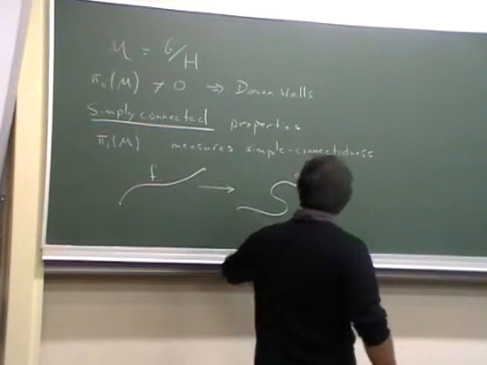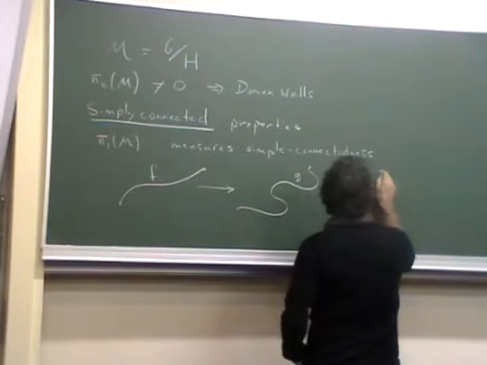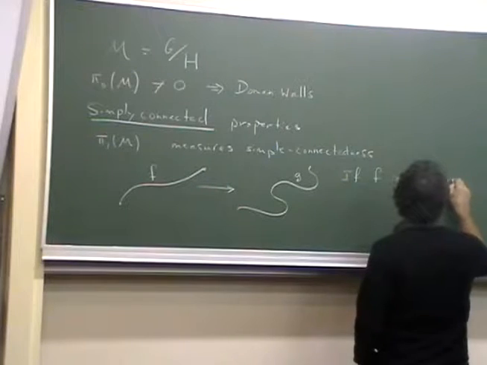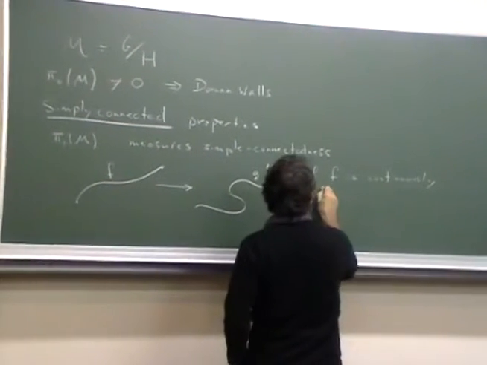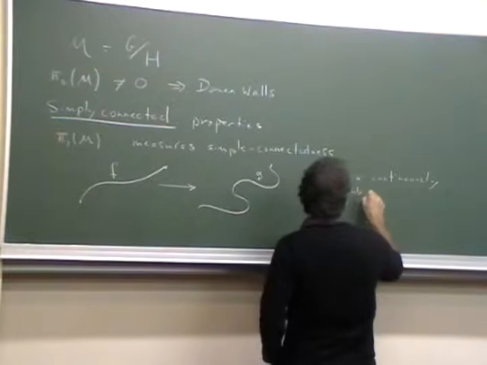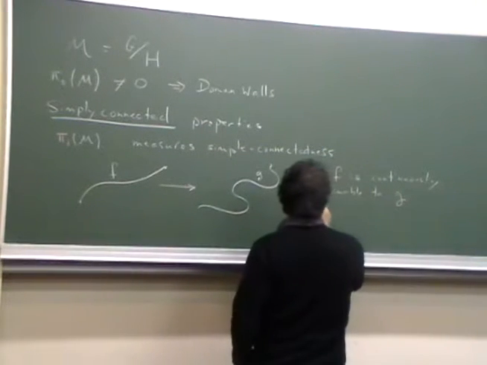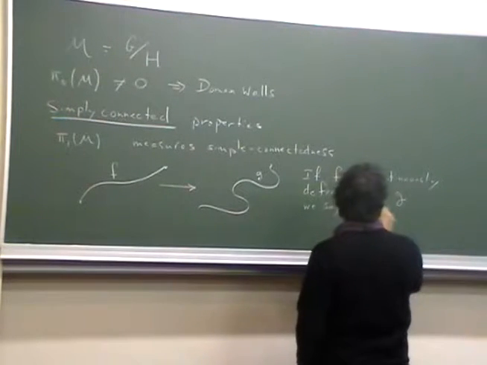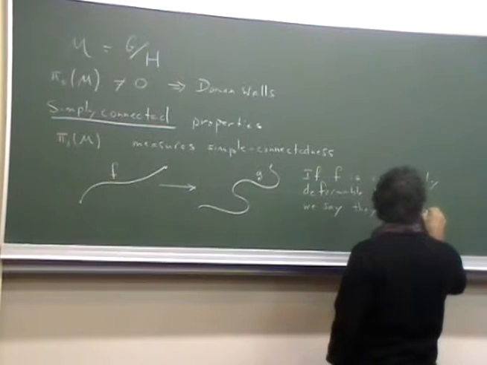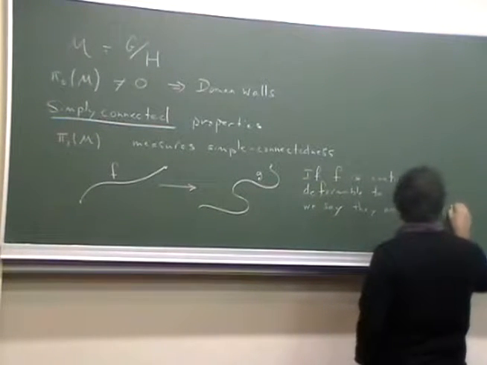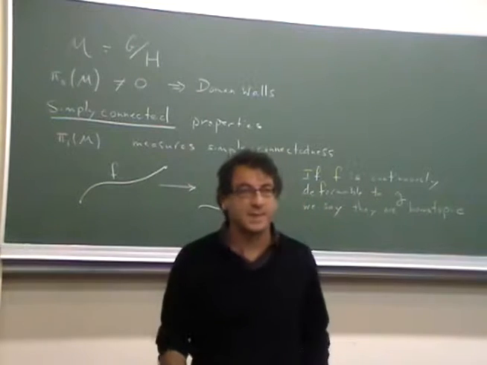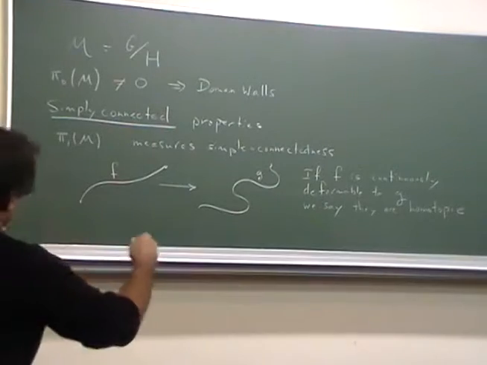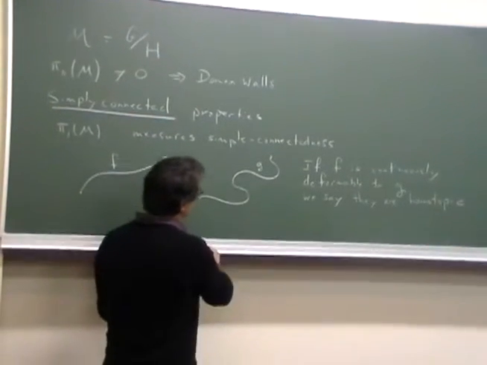And if f is continuously deformable to g, we take them as the same. Okay. Now, more formally in this setup, we say they are homotopic. So what we're going to do is to construct equivalence classes of these paths in the surface.